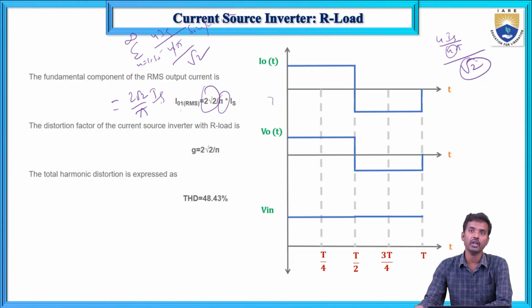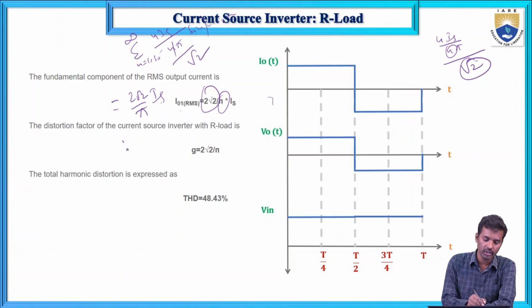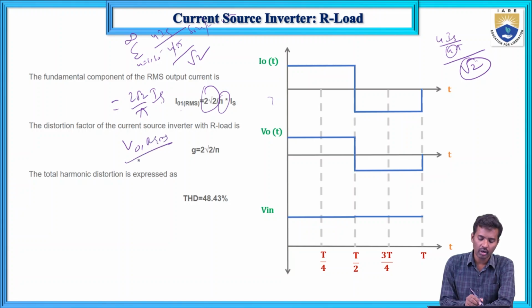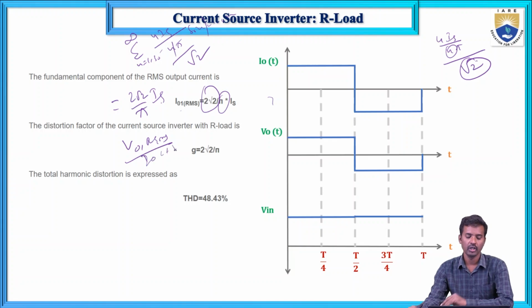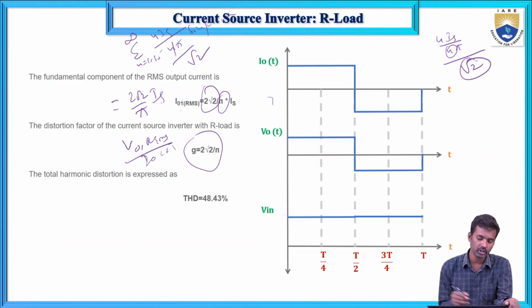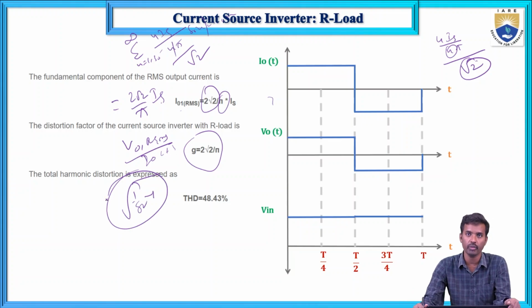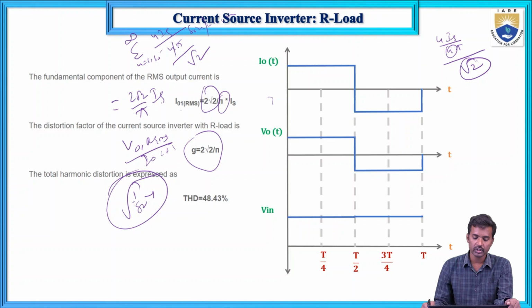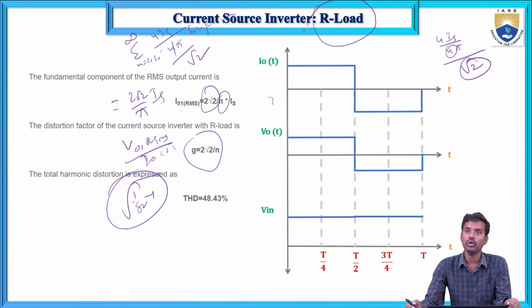Now the distortion factor, we know very well about this one. That is the fundamental component of I01 RMS divided by the output current I0 RMS, that is IS. So if you do that, the distortion factor G equals 2 root 2 by pi. Now the total harmonic distortion equals the square root of 1 by G square minus 1. This we have already discussed, that is 48.43 percent. Now this is the case for RL load.